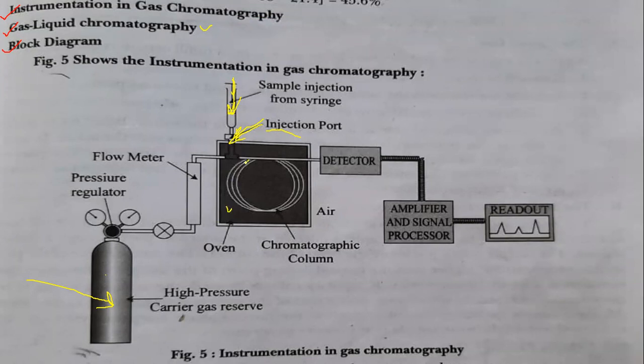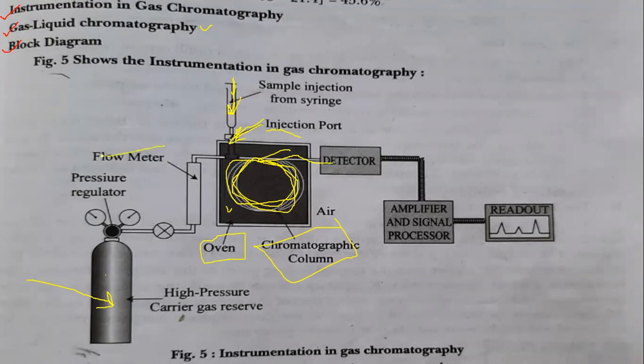As we are using gas chromatography, here it is an oven, and this is the circular appearance. This is the column inside the oven. Then that column goes to the detector. So this is our chromatographic column placed in an oven, and the column is attached to the injection port, in which we are going to inject the sample.